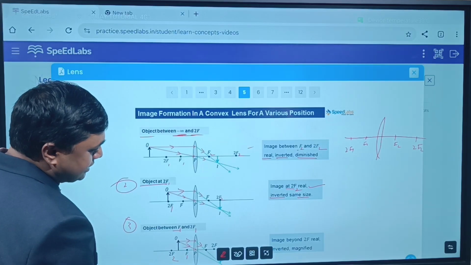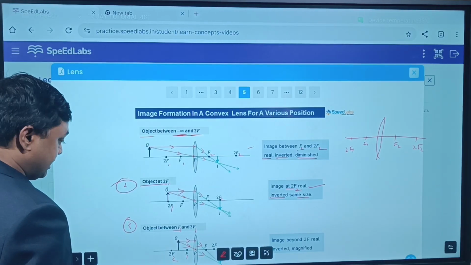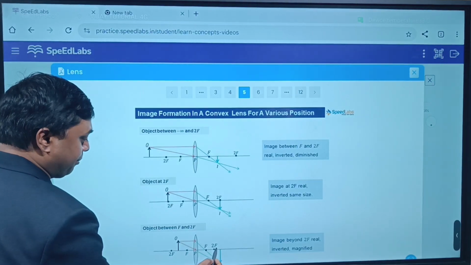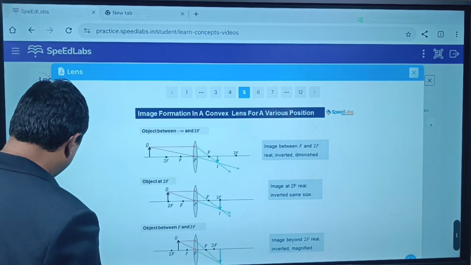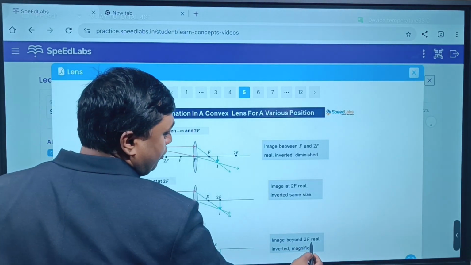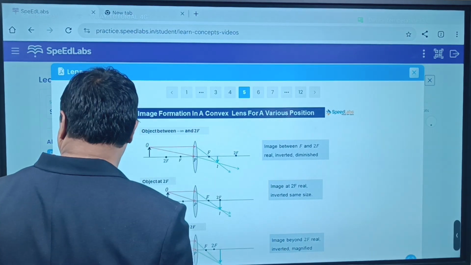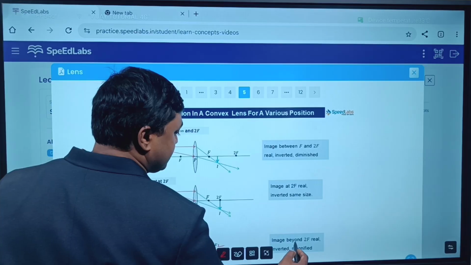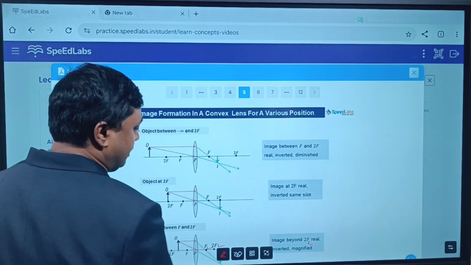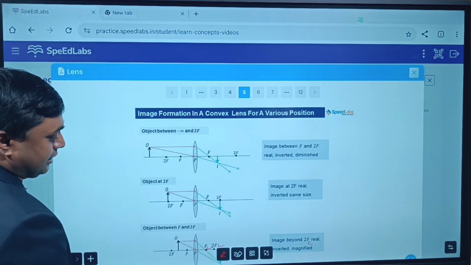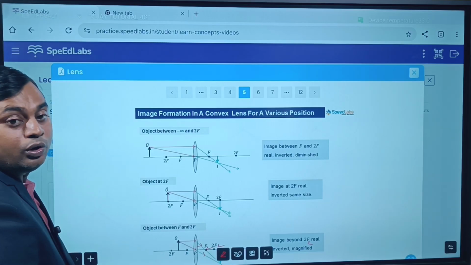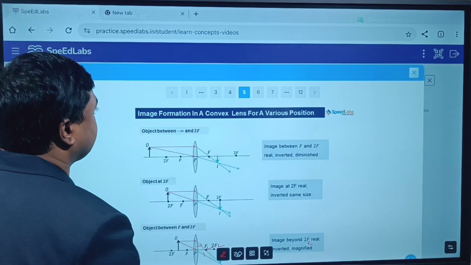Second, you pass through optical center, it goes undeviated. So you can see this light ray and this light ray are meeting beyond 2f2. Okay, so the image is what? Beyond 2f2, real, inverted and magnified. Okay, so this is f2 and 2f2. Image is beyond 2f2, real, inverted and magnified. Is it clear? You can see clearly this light ray and this light ray are meeting after 2f2. So this is the third case.